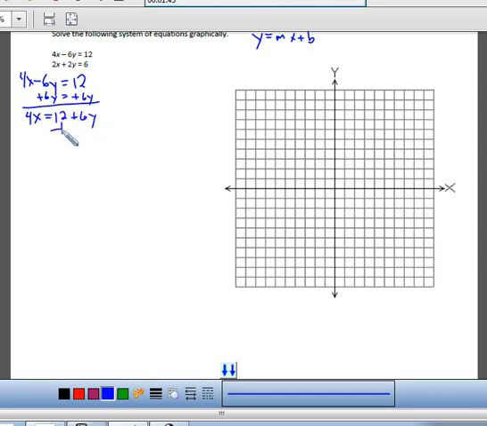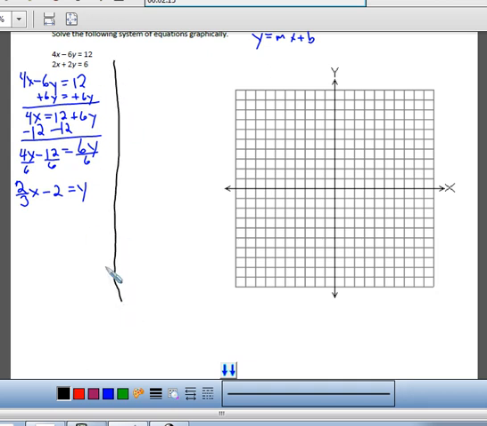Now I'm going to subtract 12 from both sides. And I have 4x minus 12 equals 6y. To get y by itself, divide across by 6. And we get 4 over 6, or 2/3 x minus 2 equals y. So this is in y equals mx plus b form. Obviously you can switch around the two sides of the equation. The other equation needs to be transformed as well.